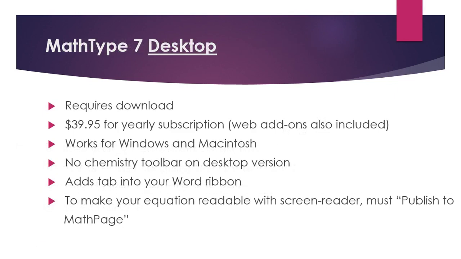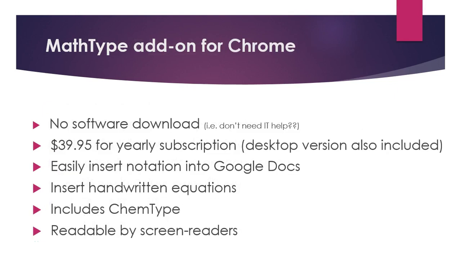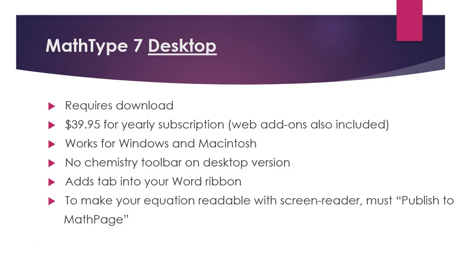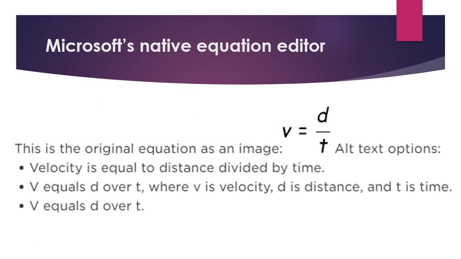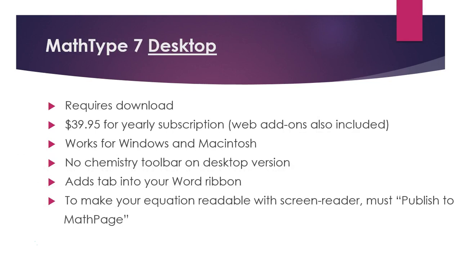So the next way to generate accessible math is using a product called MathType 7. Now this is a product for purchase. It does require a download. IT here at DVC is familiar with it. There are members of the math department who currently use this authoring tool.